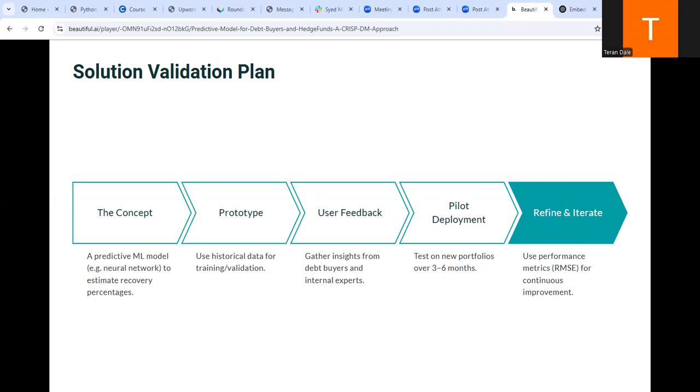Within the first 7 to 14 days, depending on the type of debt and other factors, you will probably have a good indication if that portfolio will perform and you'll be able to recover X amount of dollars or a percentage amount from that portfolio. So having 3 to 6 months will give us ample time. This phase is critical for understanding the model and its real world applicability. And as we go, we will definitely refine and iterate based on the performance metrics. As I said, we use RMSE and expert feedback. We continuously update the features, fine tune the hyperparameters, and redeploy improved versions of the model.